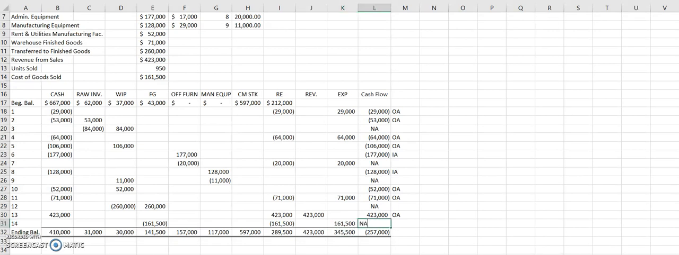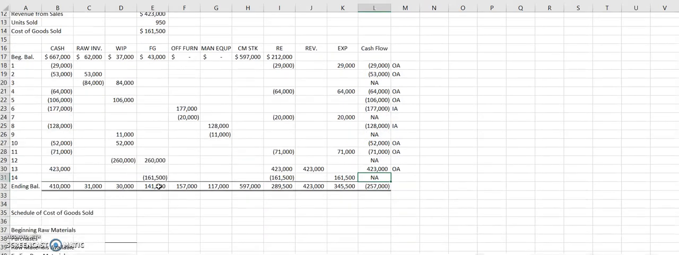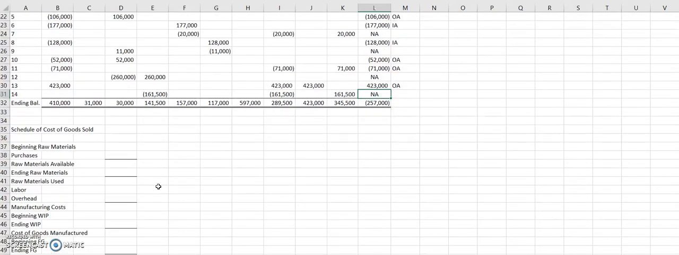Okay, cash was not impacted because we didn't pay for those items. We've recorded the costs up here as we built those ebook readers. So here in that last transaction, we're just simply showing our finished goods reducing and our expense, the cost of goods sold, having a negative impact on our retained earnings. Okay, so let's move on then to our schedule of cost of goods sold so we can better understand this $161,500.